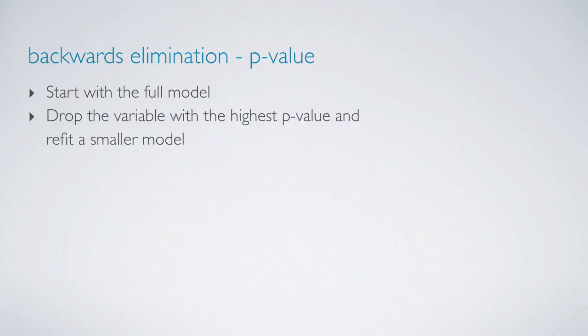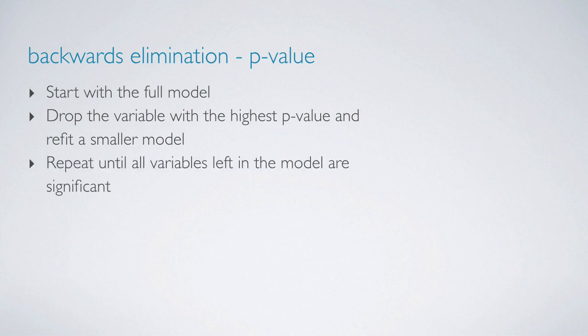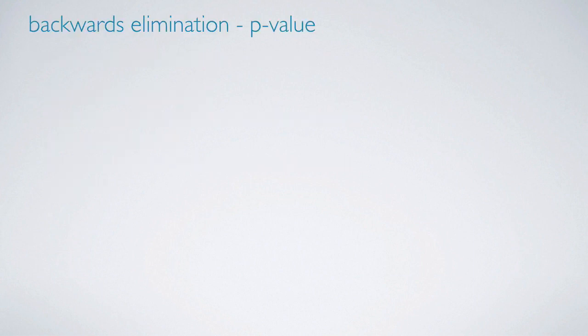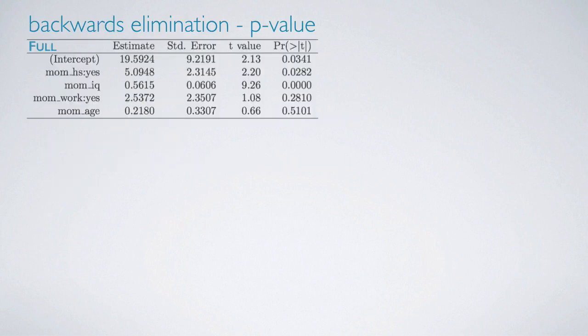In backwards elimination using the p-value method, we once again start with a full model. Then we drop the variable with the highest p-value and refit a smaller model. We repeat this until all variables left in the model are significant. To give an example, here is our full model where we were predicting the kids' cognitive scores from the 4 predictors, and the variable with the highest p-value is mom's age.